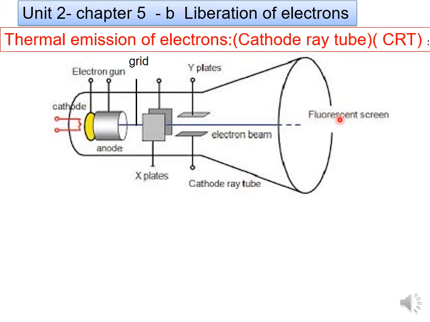This fluorescent screen is a glass screen covered with zinc sulfide. When electrons fall on it, it will give an illuminated spot.